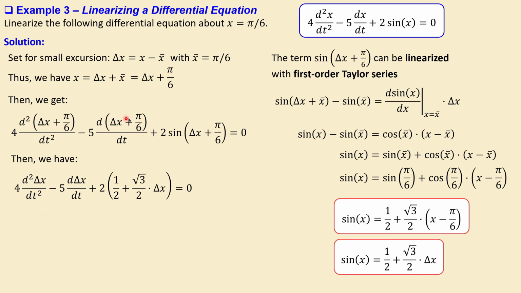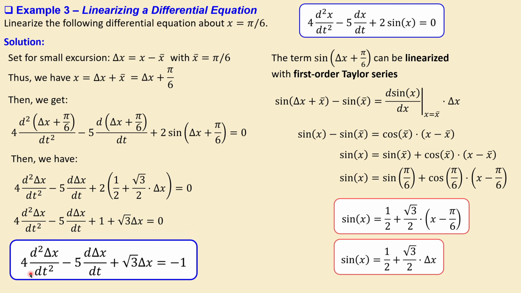So there's also the change here going from this to that. And 2 times this expression. Now you can do 2 times the half and 2 times the square root of 3 over 2, and you will get this expression. Now then this will be then our differential equation linearized. When I place this plus 1 to the right hand side, it will be a minus 1. Okay, that's also a linearized system now from this nonlinear differential equation.